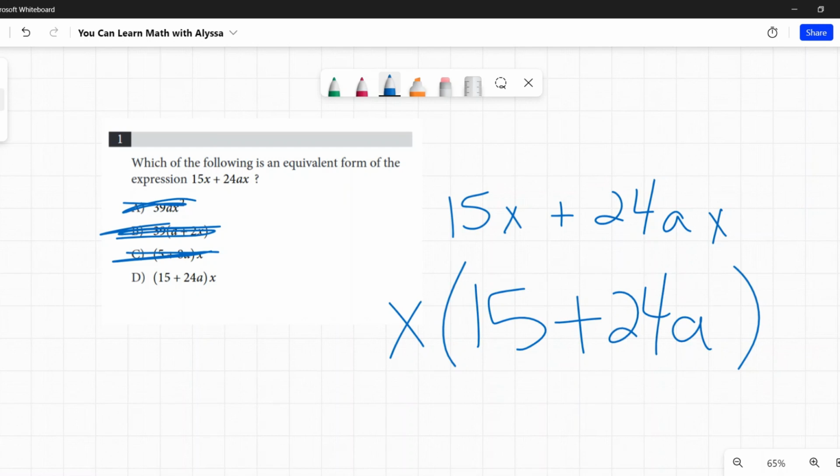Now, if you were given this problem and were asked to simplify it, then you would have to pull out the 3. But this is not a simplify question. It's just saying equivalent. What's the same? What's another version of this? And D is the only one of those that is equivalent to the original. But they were awfully tricky with putting that C answer in there.